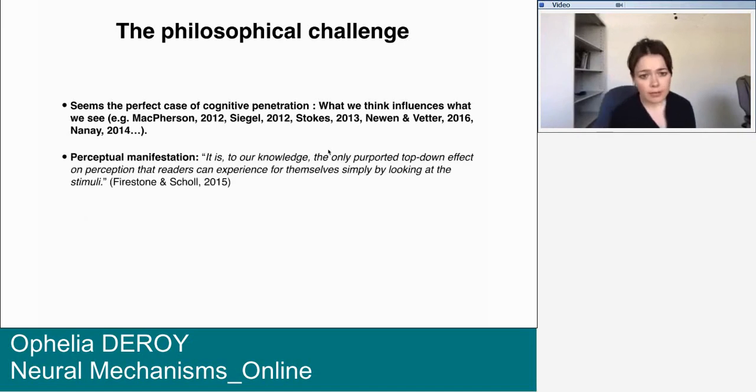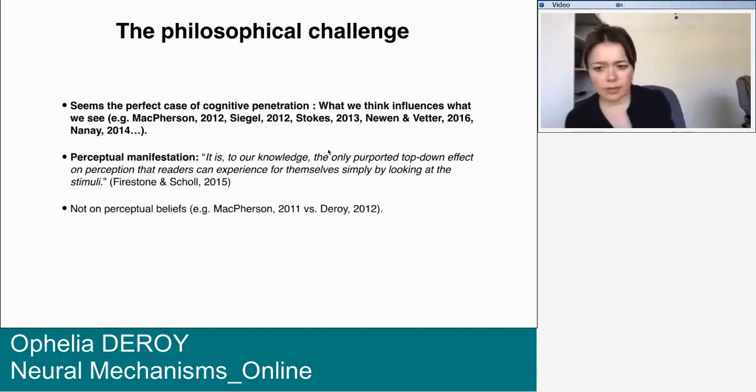What two authors who have replicated or conducted variants of this experiment note is that this effect is probably the only one where people can really experience by themselves the effect of cognition on stimuli. It's not a contrived situation of perception, and some other effects are hard to interpret philosophically because of their contrived nature, especially.